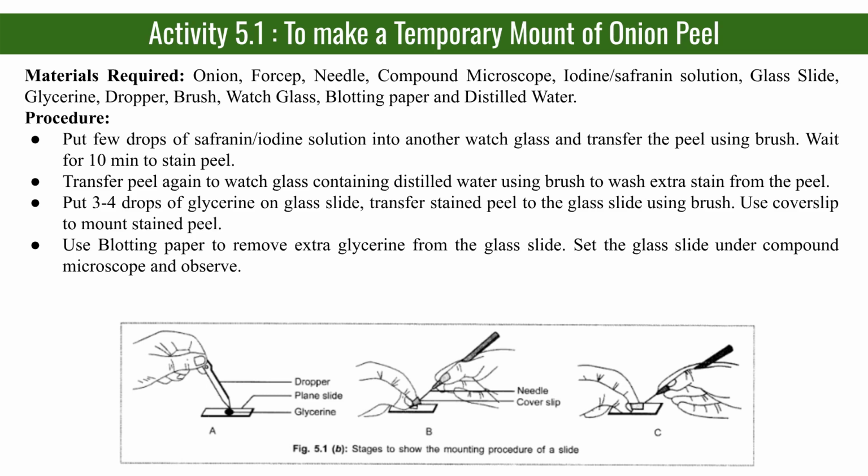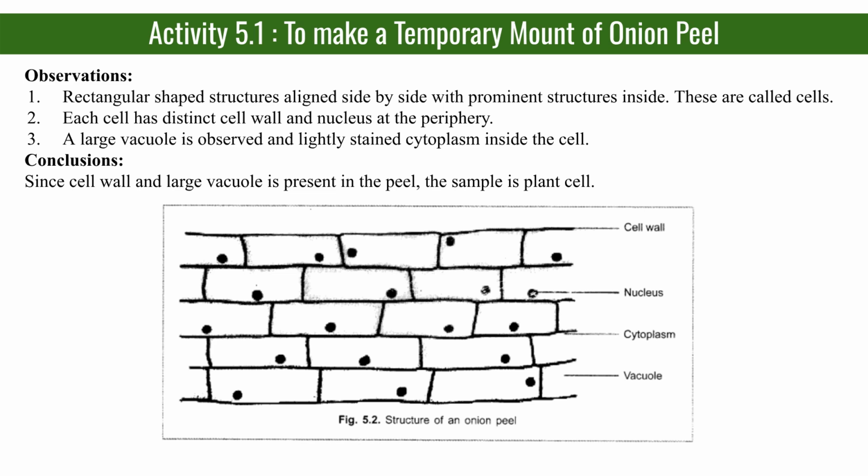Mount the stained peel on a glass slide using glycerin and a cover slip. Finally, blot the extra glycerin and observe the slide under a compound microscope.